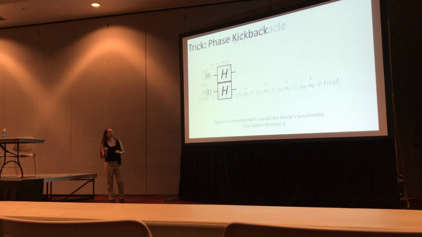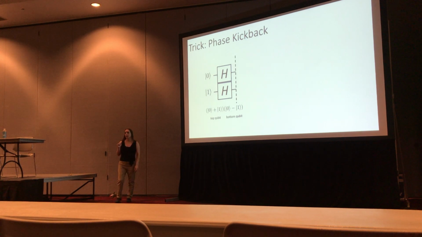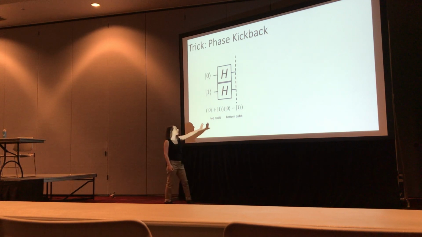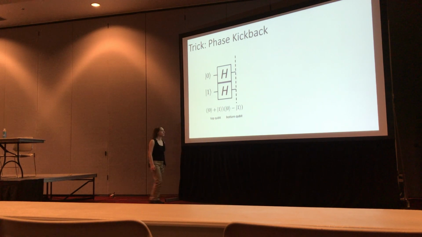And so in order to understand why this works, we first have to understand something called phase kickback. So if I start a 0 or a 1 and put them through a Hadamard gate, we remember that that results in a 50-50 probability of each one, but the phase is different for each one. Okay? So the top qubit will result in 0 plus 1, and the bottom qubit will result in 0 minus 1. Okay?